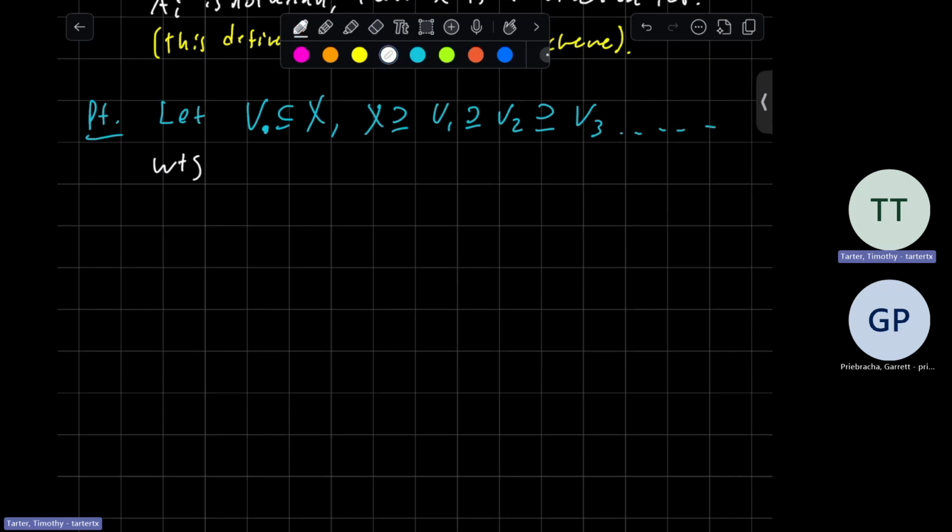Want to show that there exists an N in Z with V_n equal V_{n+1}. Oh, let's make this a capital N. For all n greater than or equal to N.